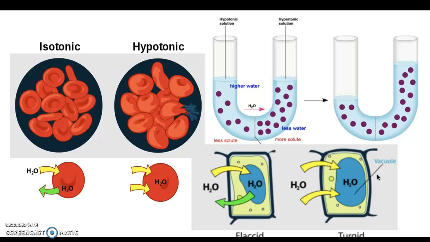Here we've seen these images before. This is what happens when you put a red blood cell in a hypotonic solution. We see that the cells increase in size. They swell, and some of them even begin to lyse or explode.